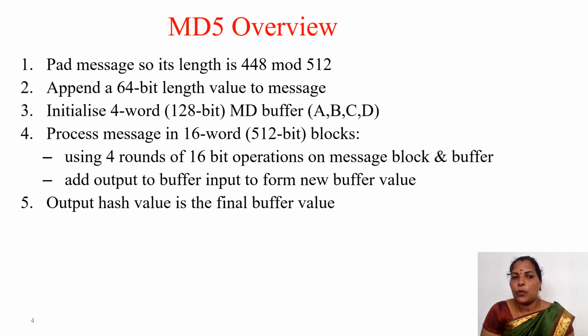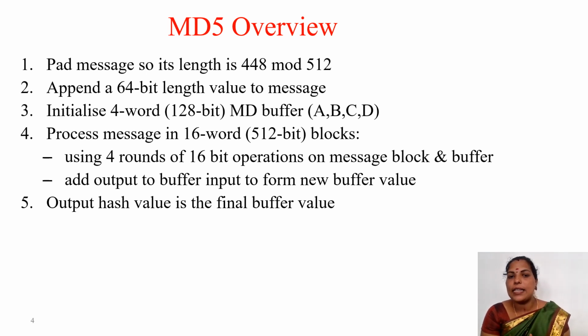Then we append a 64-bit length value to the message. First we pad the message so that the length becomes 448 mod 512. Then we append a 64-bit length value to the message. Then we initialize a 4-word, that is 128-bit, MD buffer. The 4 words, that is the buffers, are named A, B, C, D.